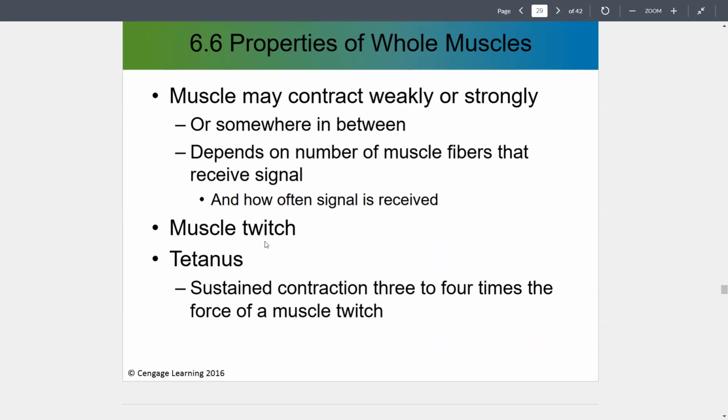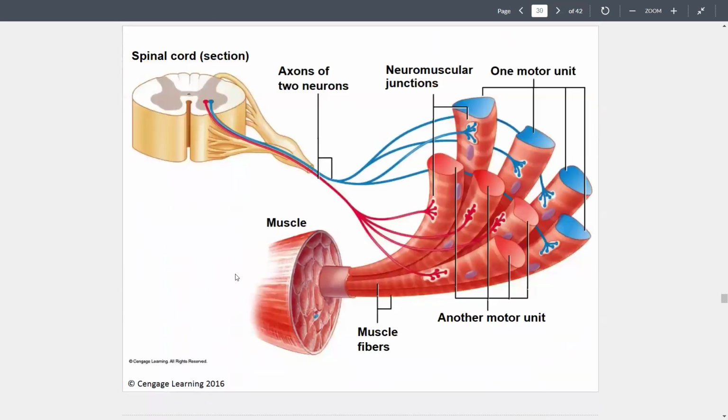Okay, so the muscle itself can either have a weak or strong contraction depending on how much signal it receives. It can also just twitch. If you've heard of tetanus, that's where it's like a forced muscle contraction, and it's much, much stronger than a twitch, and it stays that way.